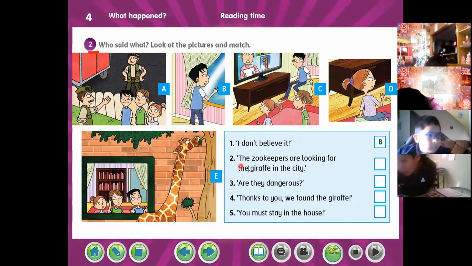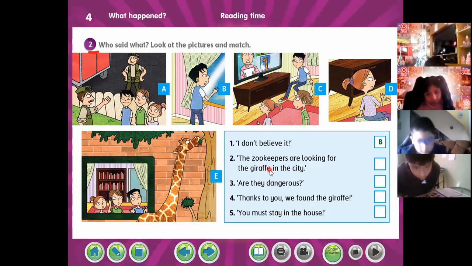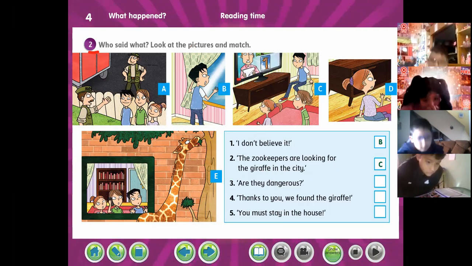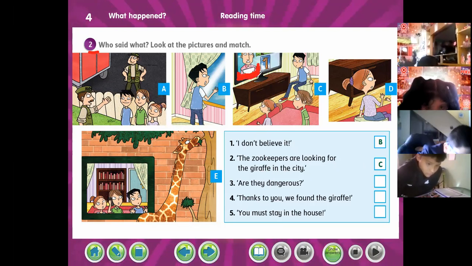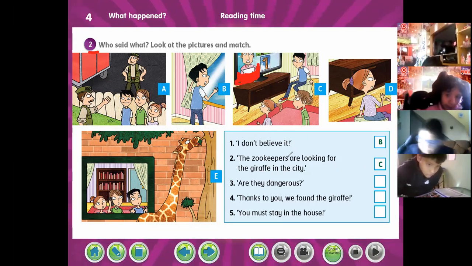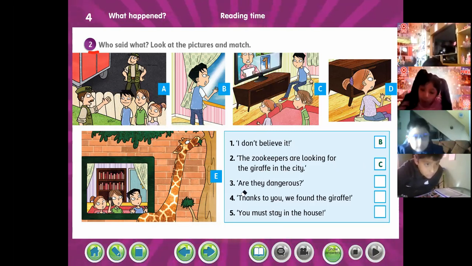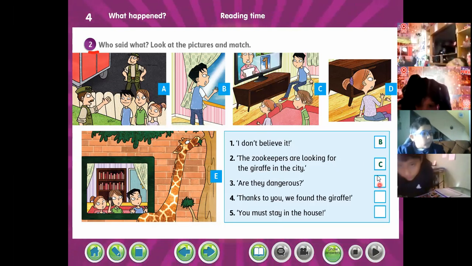The number 2. The zookeepers are looking for the giraffe in the city. A. No, sorry, it's not. C. Yeah. The reporter says that there was a blackout and many animals escaped from the zoo. And the reporter also says that the zookeepers are looking for the giraffe. Good. The next, are they dangerous? D. D, very good.